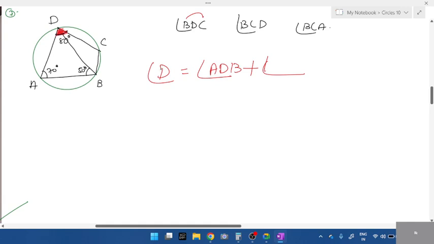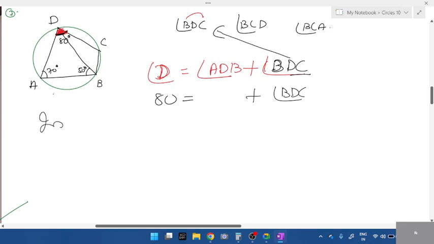Now first tell me D, students. Only then you'll understand what Ruth told. D is made up of how many parts? ADB plus, which is the other one? BDC. If you want to find BDC here, if you find ADB, you can subtract it from 80, and you will get BDC, right?